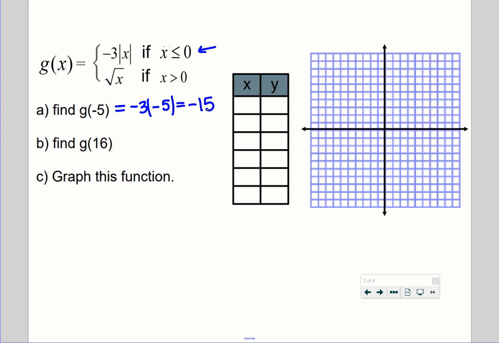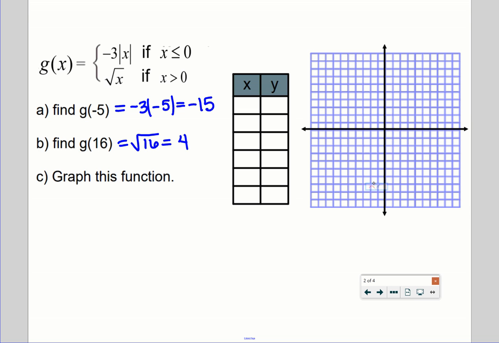5 times -3 is -15. Okay. G of 16, is that getting plugged into the top piece or the bottom piece? It's getting plugged into the bottom because it is a number greater than 0. So square root of 16 gives me 4. And we don't worry about pluses or minuses when we graph a square root function because then it wouldn't be a function. It wouldn't pass our vertical line test.